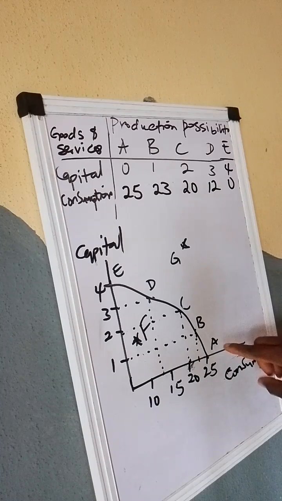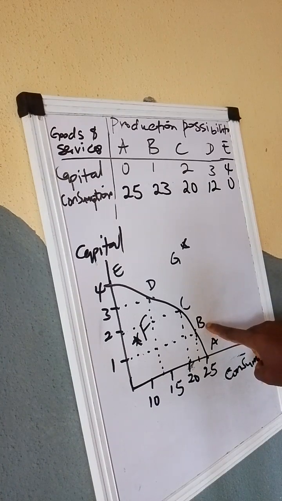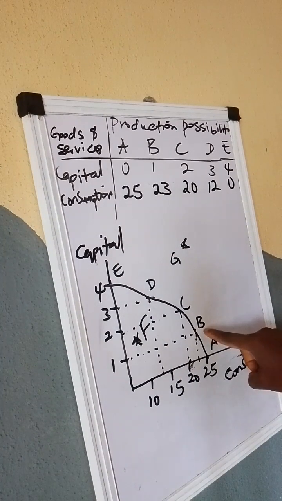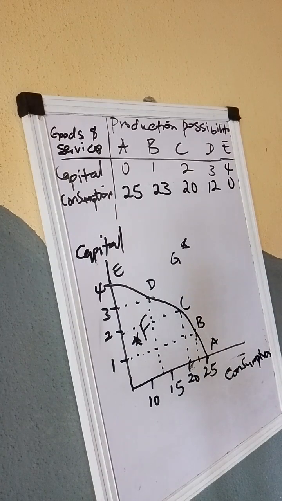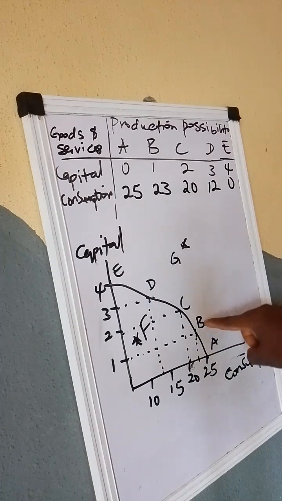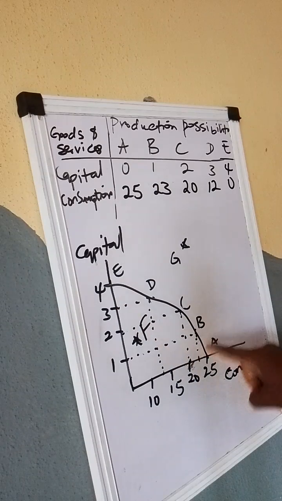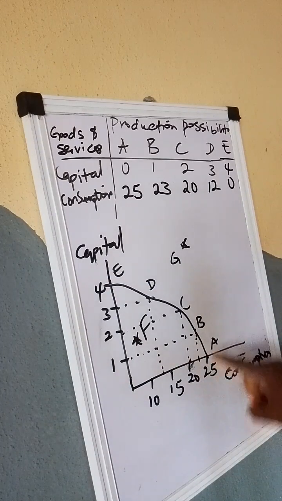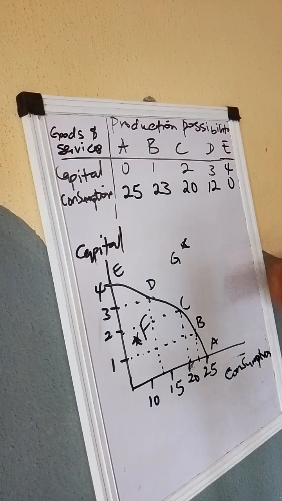It simply implies that, let's take for example, if a country decides to move from point B to point C along its PPC, it means that the country will have to increase the production of capital goods and decrease production of consumption goods. What does that mean? It means that in order for the country to produce more capital goods, it has to produce less of consumption goods. In other words, it has to have a trade-off.